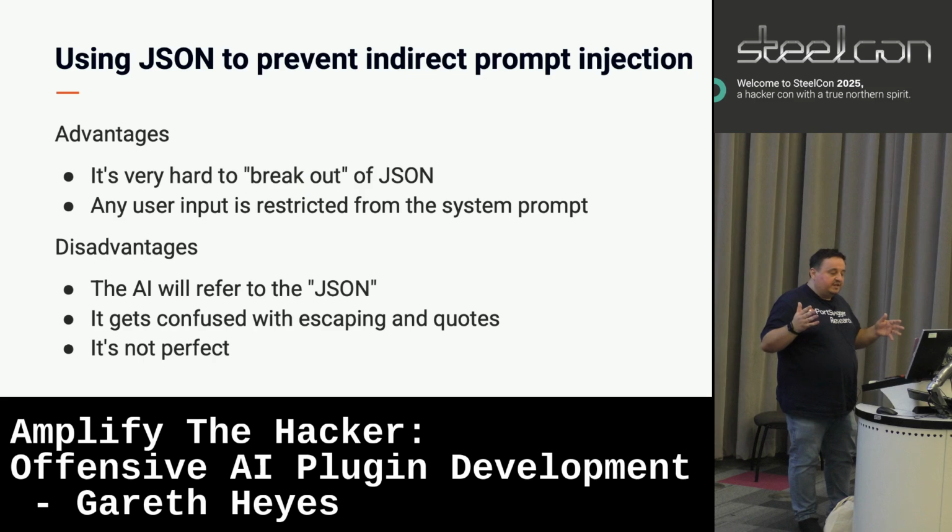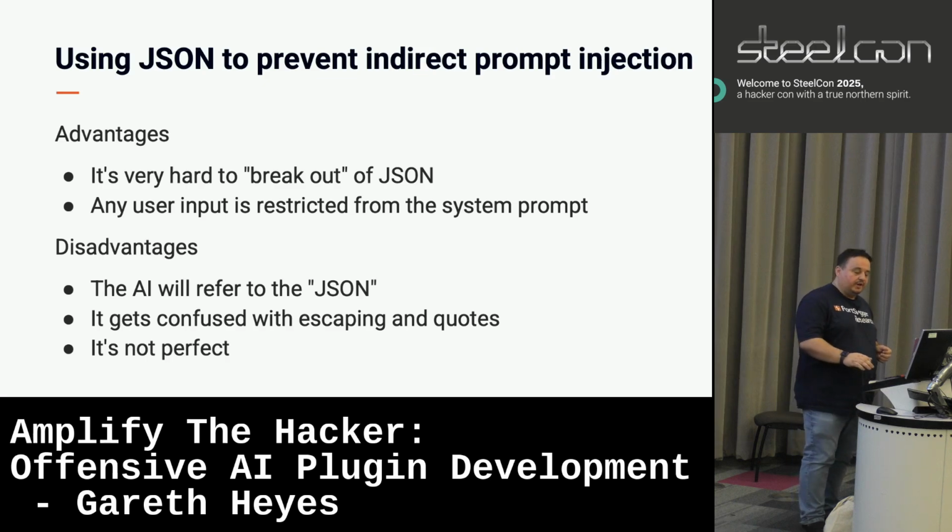As I said, forcing the input into JSON helps prevent it from breaking out, making indirect prompt injection unlikely, unless there's a JSON parsing vulnerability, for example. The trade-off is that the AI will start referring to this JSON structure when describing the request. You can usually get around this with a bit of prompt tuning. Handling and escaping complex XSS payloads with quotes can become really tricky.